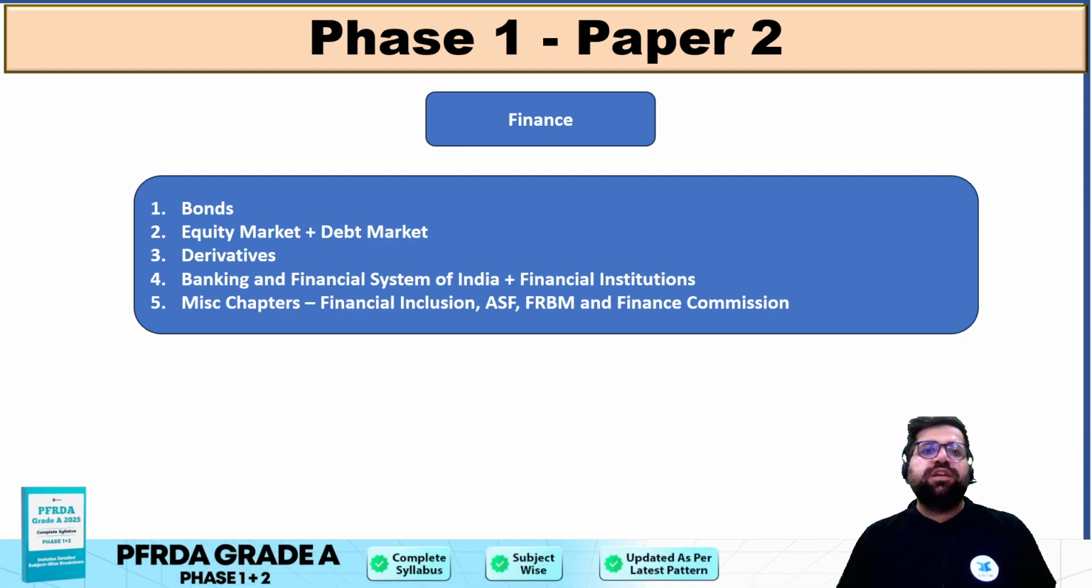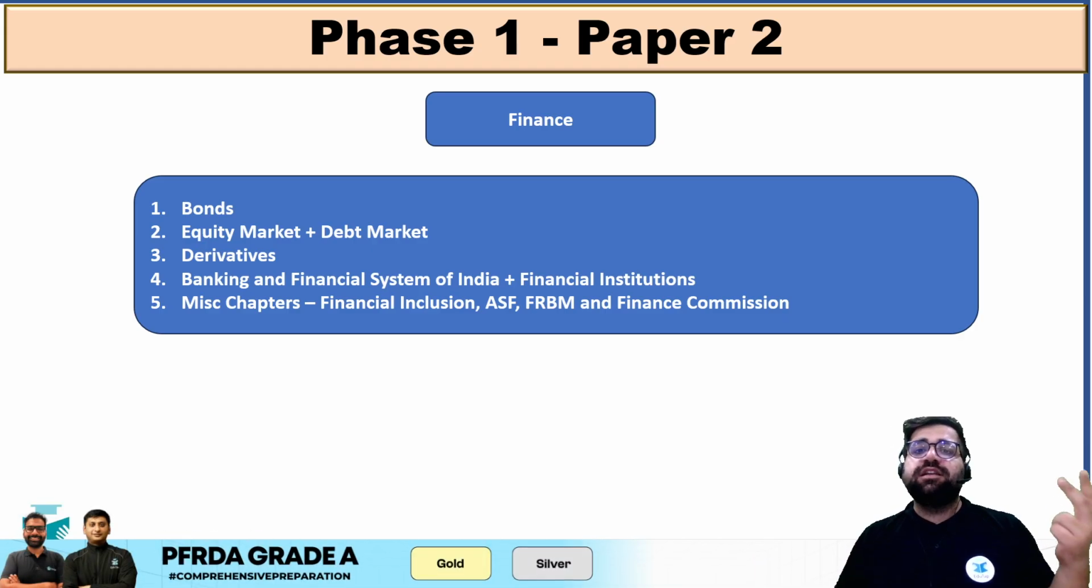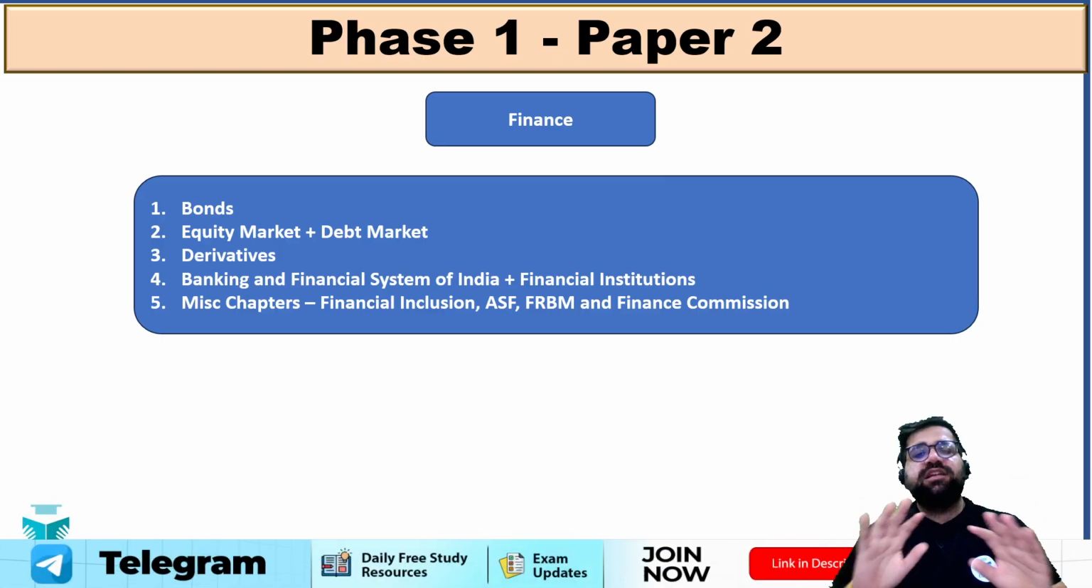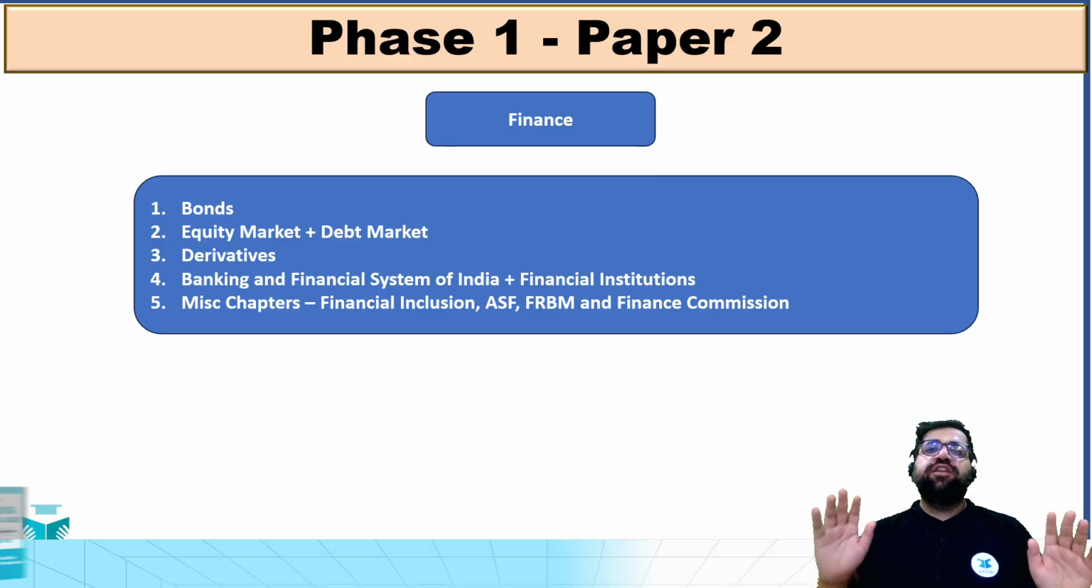And if you have some more time, then revise certain chapters like financial inclusion, ASF. ASF stands for what? Alternative sources of finance, FRBM, and the Finance Commission. So if you do this much for finance and if you revise these topics, then it is more than good to go for your Phase 1 Paper 2.